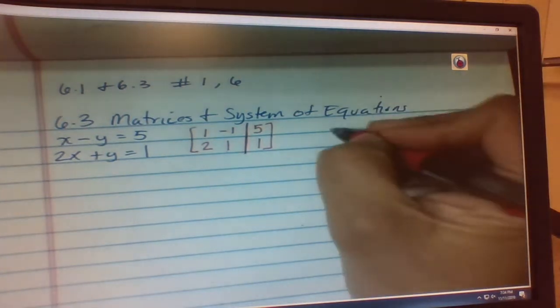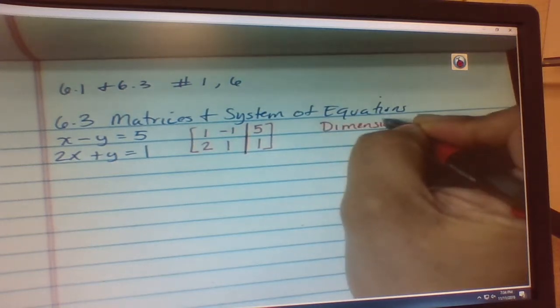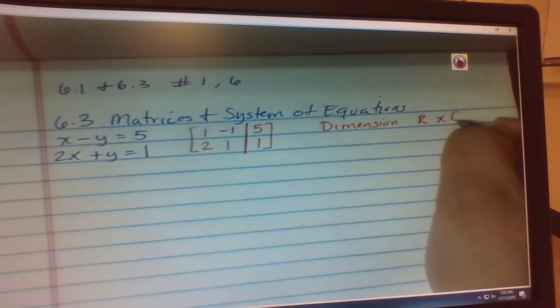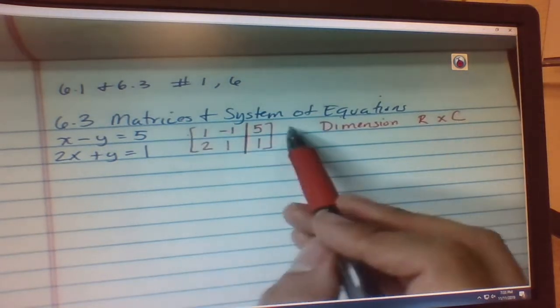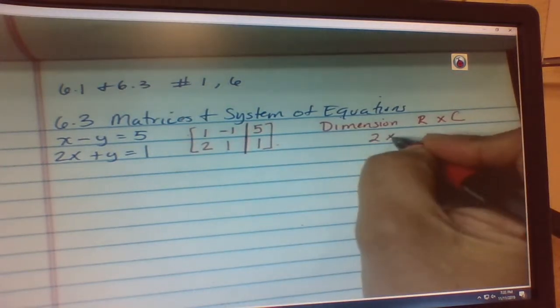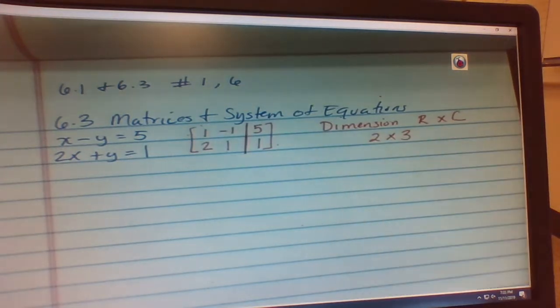Now, if they were to ask you for the dimension of the matrix, this is row by column. How many rows do you see in this matrix? 2. How many columns? 3. So in case they ask you what the dimension is, it's a 2x3. Later, we're going to be using it maybe in 6.4.